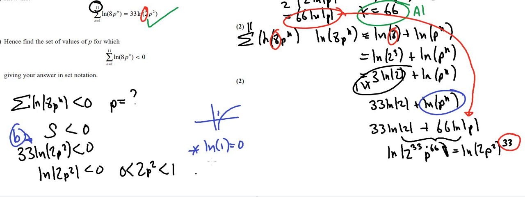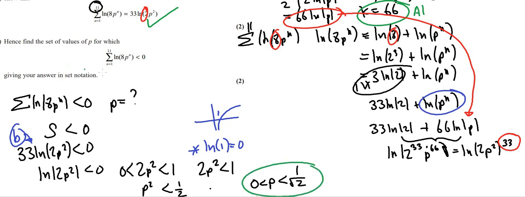So now we know that 2p squared should be less than 1, and we can take that p squared is less than a half. Then we've got to write this in set notation. So p has got to be less than 1 over the square root of 2. This is our set notation. Don't forget that, because it's very clear when the question says this is how it wants the answer written. Putting it in set notation, that's our A1 mark. I hope that's clear and helpful.